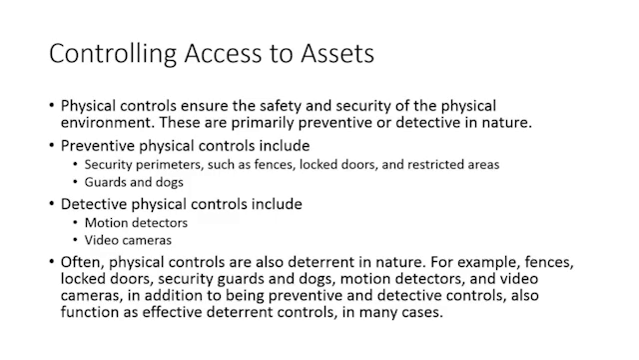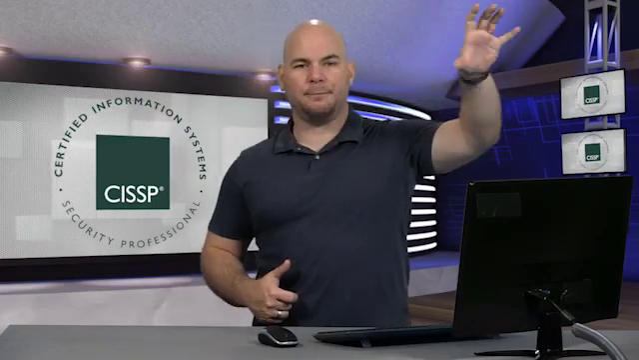Physical controls also include motion detectors, right? These are detective physical controls. Video cameras. If I have a CCTV or I'm recording the building, recording the rooms, I have cameras outside, I can go back, as long as I'm recording it, and find out what has happened.